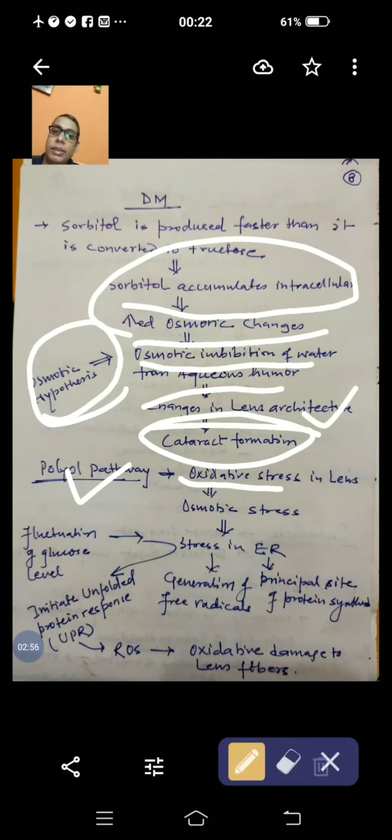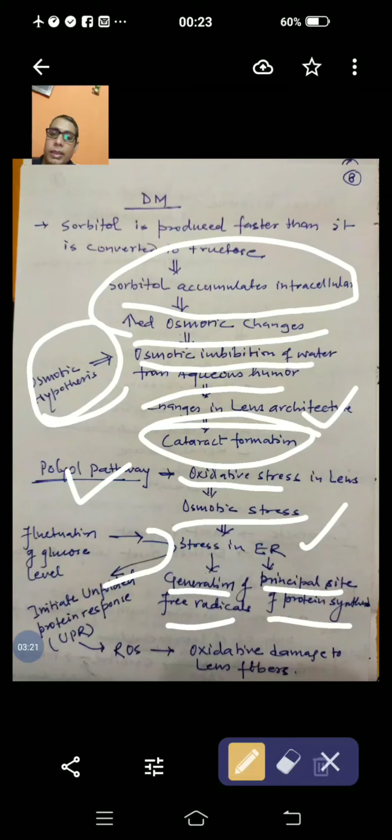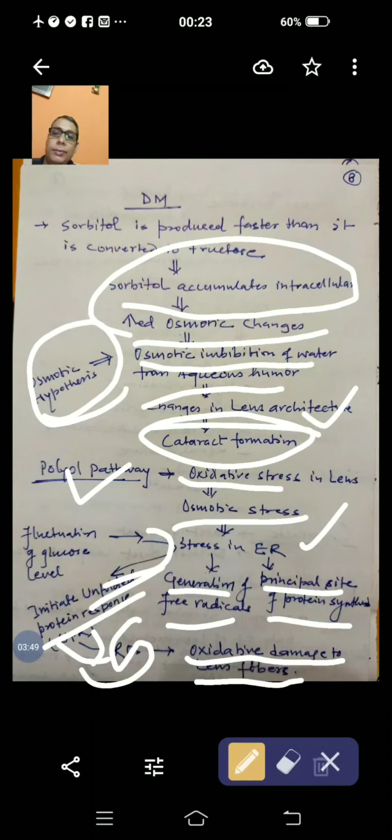One more hypothesis is there because of this polyol pathway, and this is called the oxidative stress hypothesis, or oxidative stress in the lens because of the osmotic stress. And if you go in detail, this osmotic stress in the endoplasmic reticulum will lead to generation of free radicals. This endoplasmic reticulum is the principal site for protein synthesis, and because of this endoplasmic stress, there is initiation of the unfolded protein response, UPR, and this unfolded protein response is responsible for more generation of ROS, that is reactive oxygen species, and once there is overproduction of ROS, it will lead to damage of the lens fiber, and ultimately there will be development of cataract.